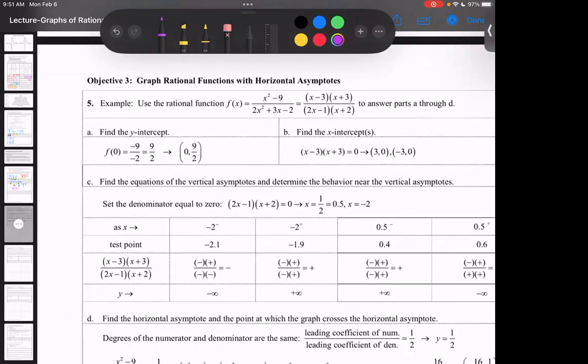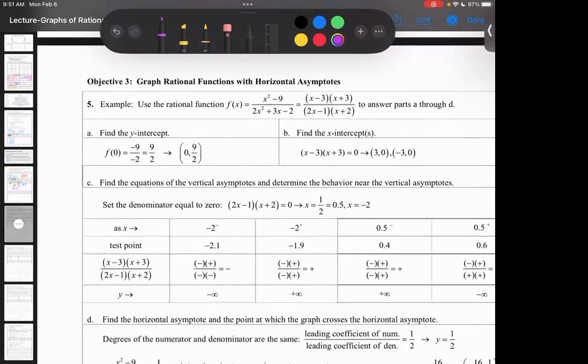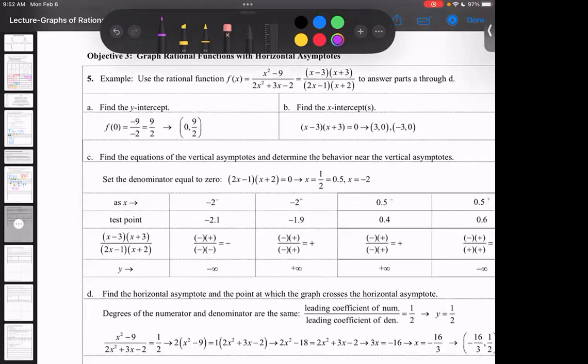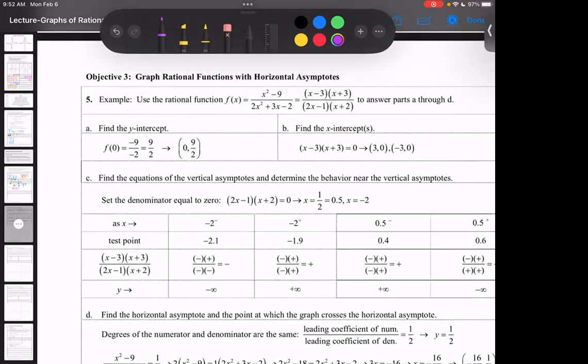A little bit more involved with the rational function because you have a numerator and denominator, right? So you're going to take into account where can I cross, where can't I cross. But there are steps, so don't worry, there are steps. I'll walk you through example 5.